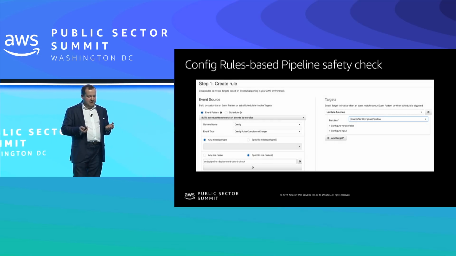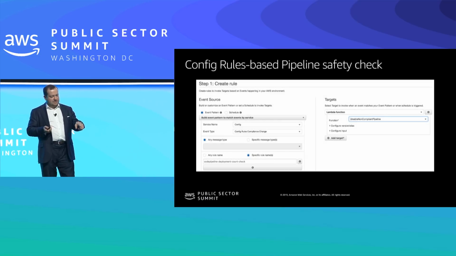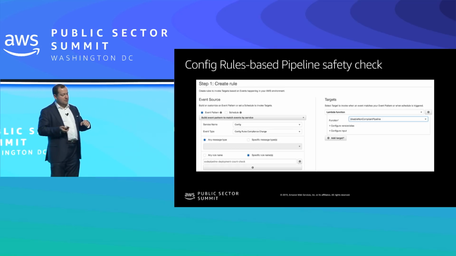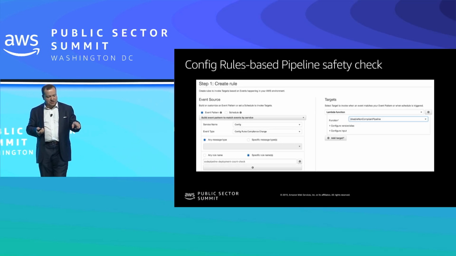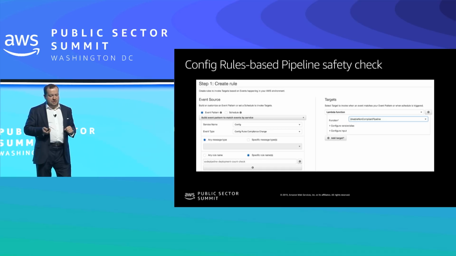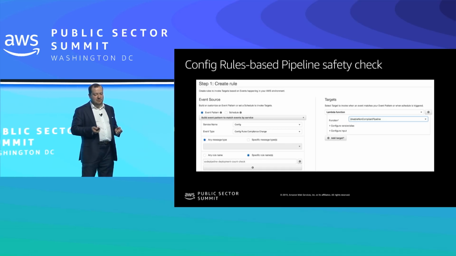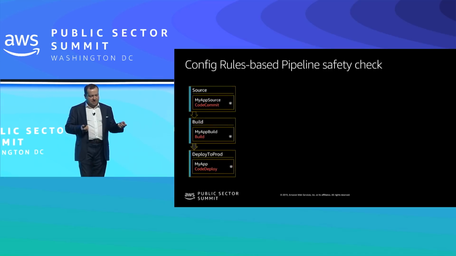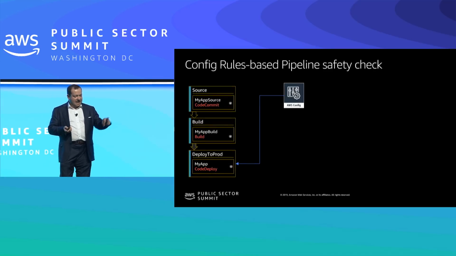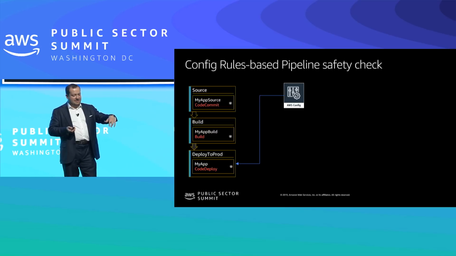So you create this pipeline, and you wire it up through CloudWatch events. Now I'm taking that check, and whenever it gets triggered, it's going to fire off this Lambda function called disable non-compliant pipeline. So the way this works now is I don't have a special stage in my pipeline. I'm a developer.